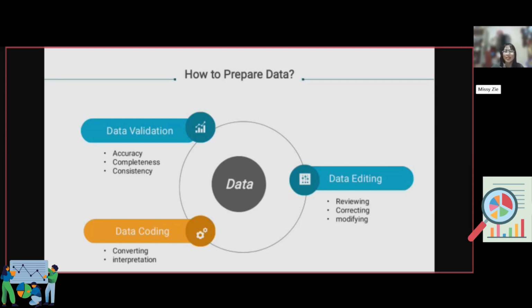Now, the second one is the data editing. It has reviewing, correcting, and modifying of the data. So we need this for us to ensure again the accuracy, the consistency, and completeness of our research. Now the last process in preparing our data is the data coding, which needs converting and also the interpretation.